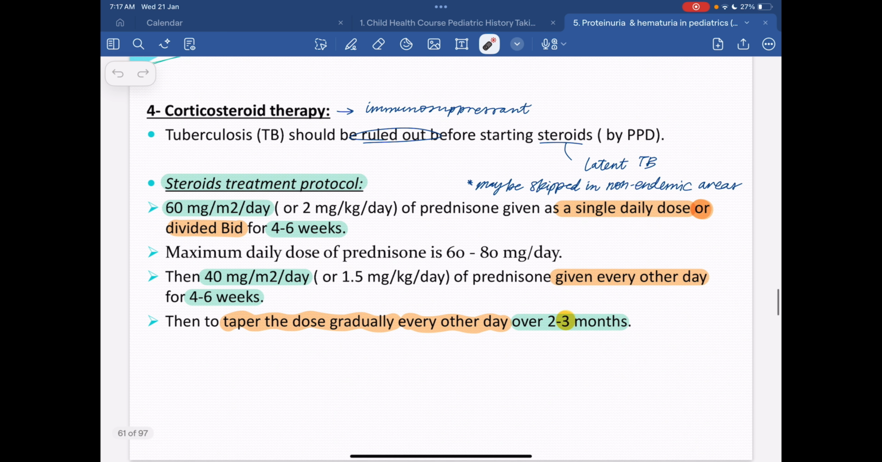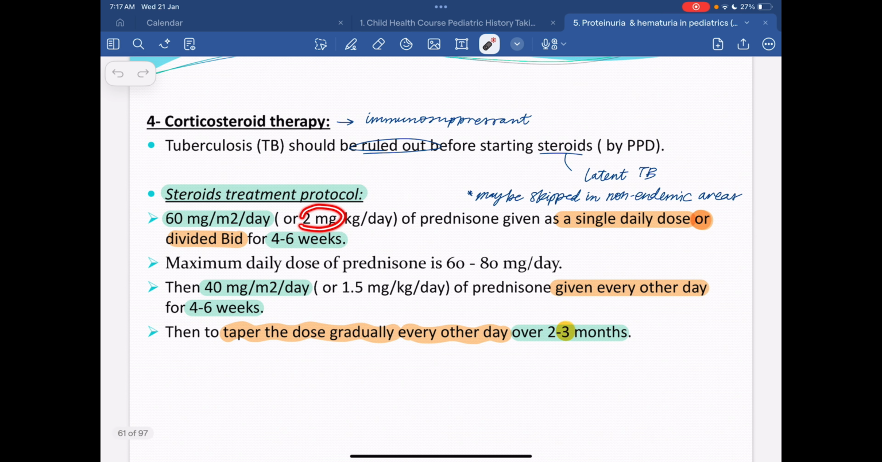طيب the steroid treatment protocol. Okay, steroid treatment protocol, 60 milligrams per meter square per day. So 60 milligrams، أو يكون عندنا 20 milligrams per kg. So 60 هين is given as a single dose or divided into 2 doses daily for 4 to 6 weeks. The maximum daily dose حقنا هو 60 to 80 milligrams per day.